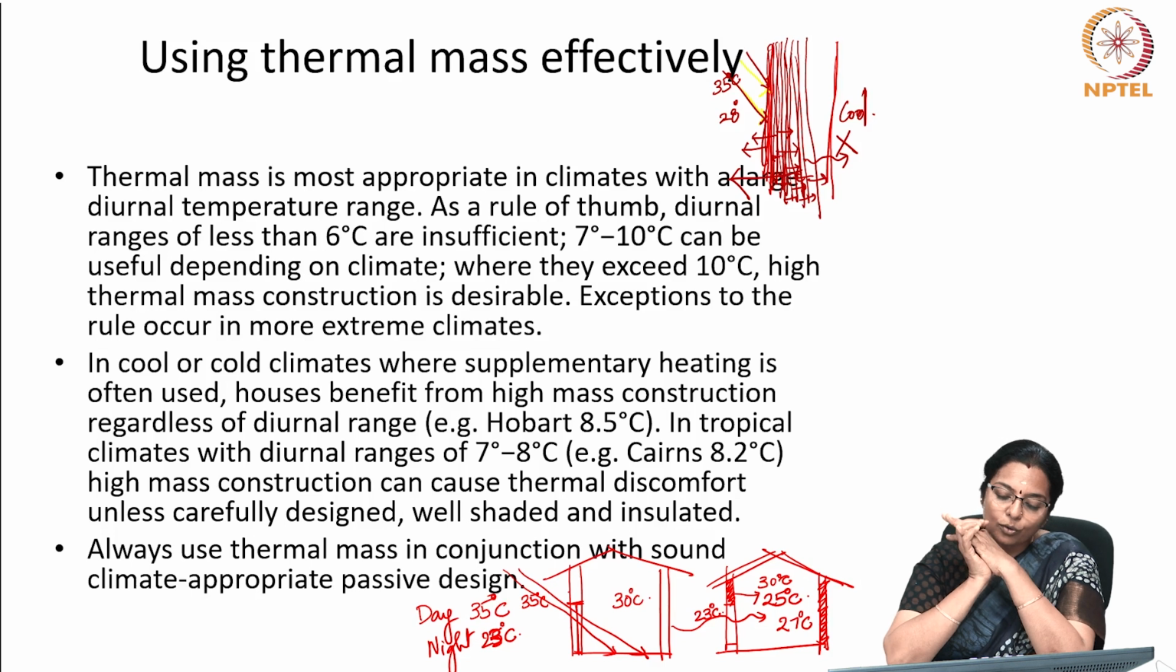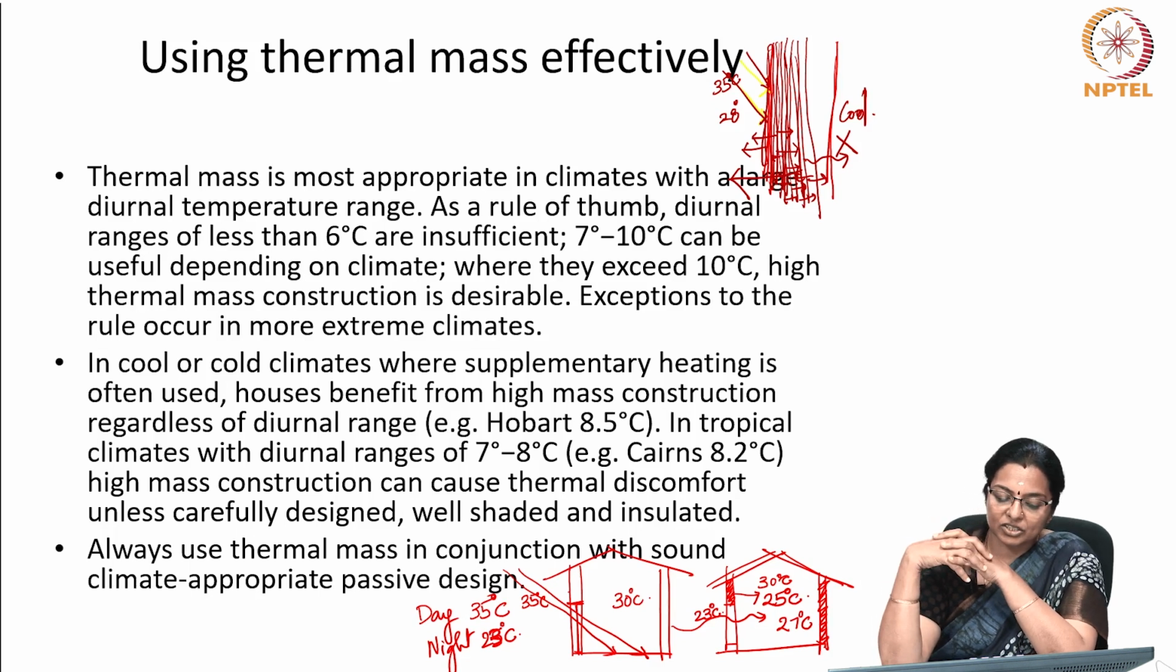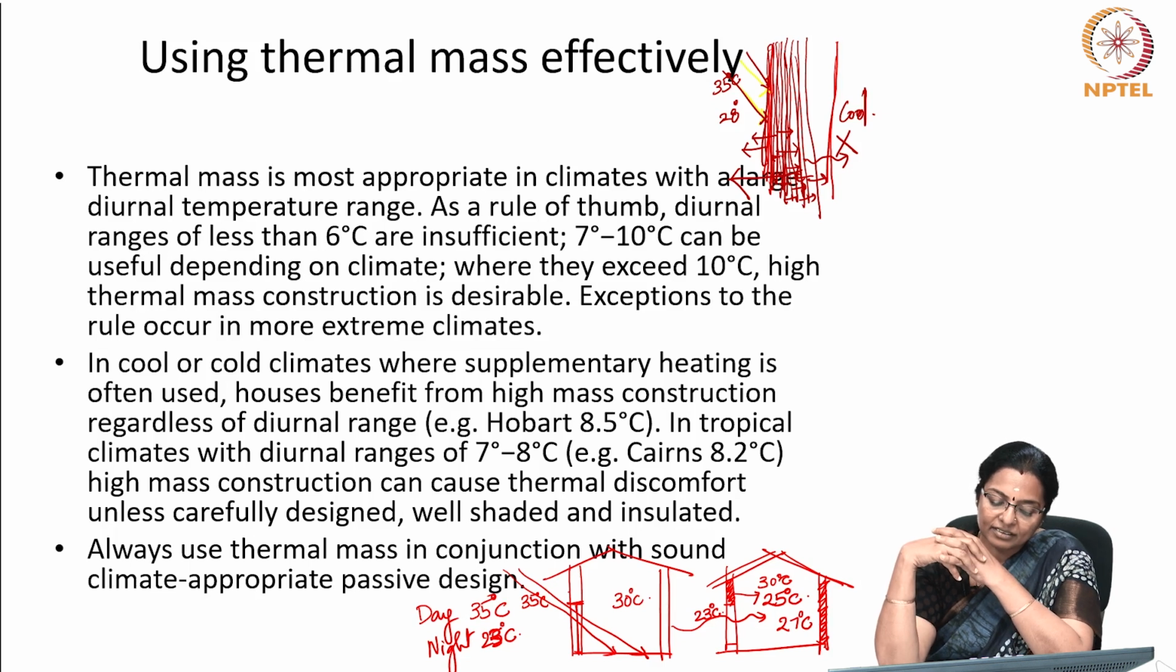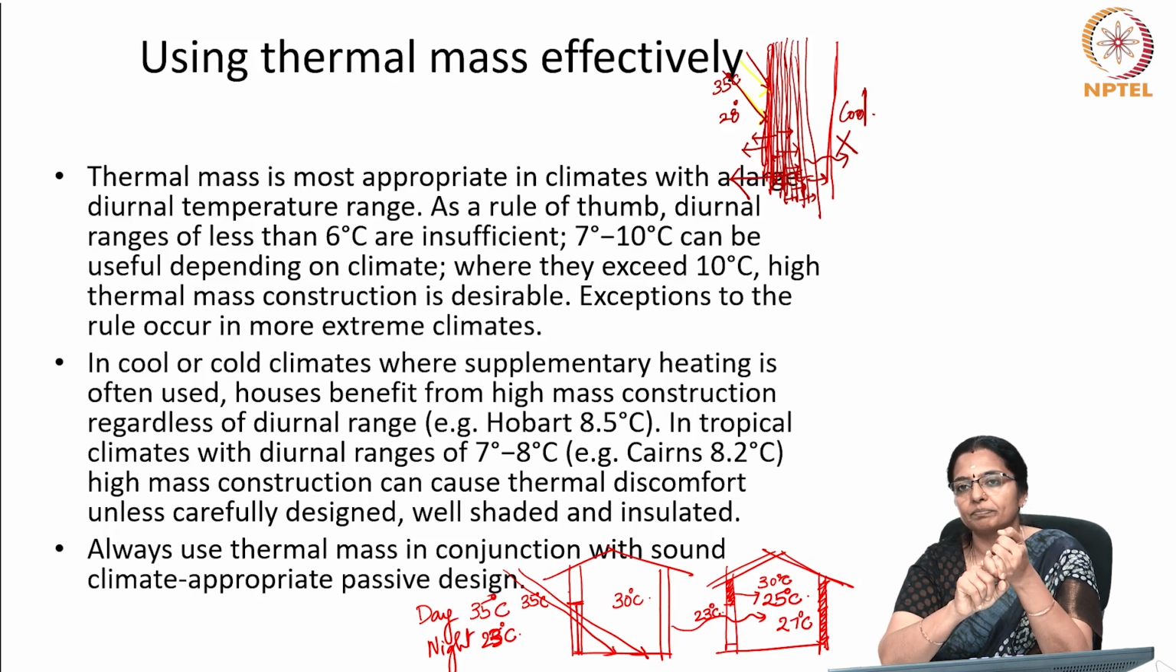So in cool or cold climates where supplementary heating is often used, houses benefit from high mass construction irrespective of diurnal range. In tropical climates with diurnal range, high mass construction can cause thermal discomfort unless carefully designed, well shaded and insulated. So always use thermal mass in conjunction with sound climate appropriate passive design and knowledge of the climate of the place and the thermal mass of the building material that you use.